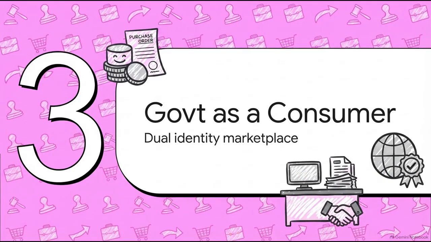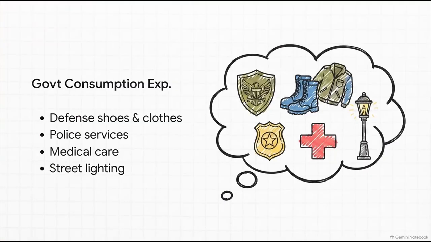Which brings us to Section 3, the government as a consumer. If we pivot to the government's role as a direct market participant, we see the first half of a highly surprising dual identity. It actually acts as a massive consumer. It incurs immense consumption expenditure on a daily basis. Just think about national defense for a second. The government is buying boots, uniforms, and equipment directly from private firms.